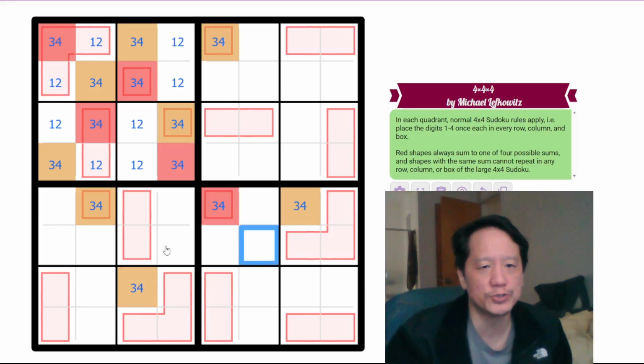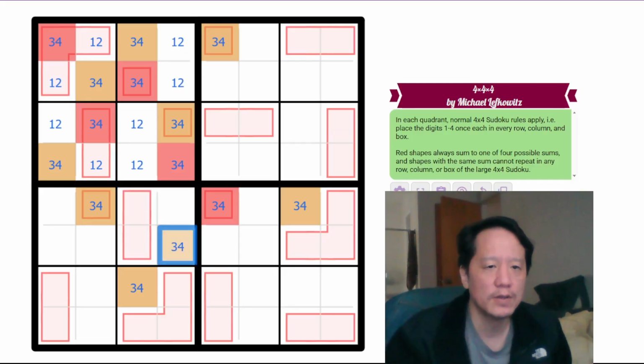It's the orange 3, 4. Orange 3, 4 can't be here, can't be here. So this must be orange 3, 4 here. Orange 3, 4 can't be here and here, which makes this the orange 3, 4 here.